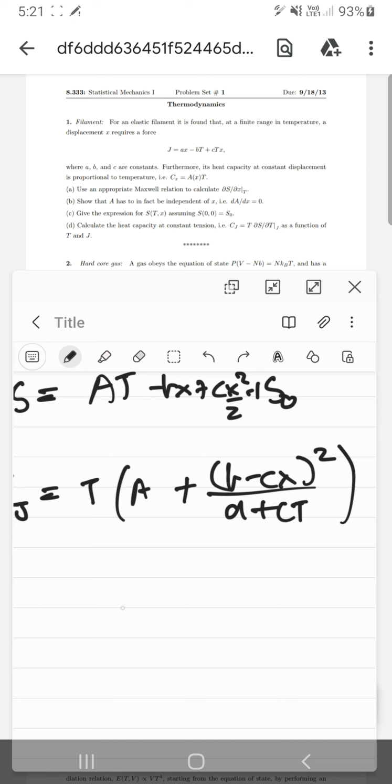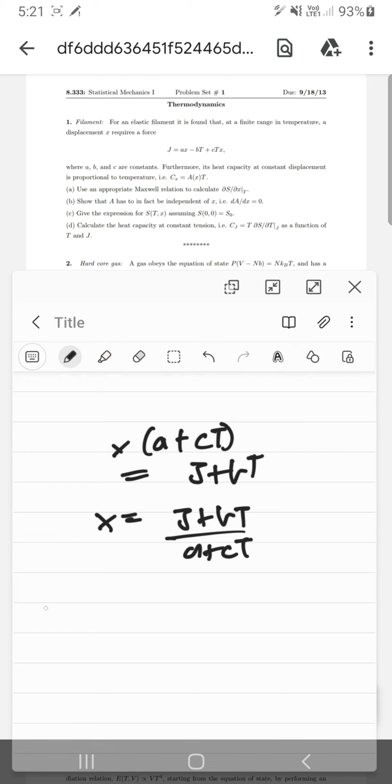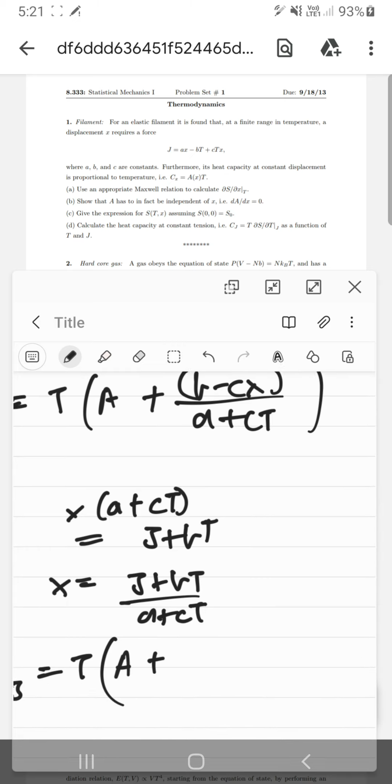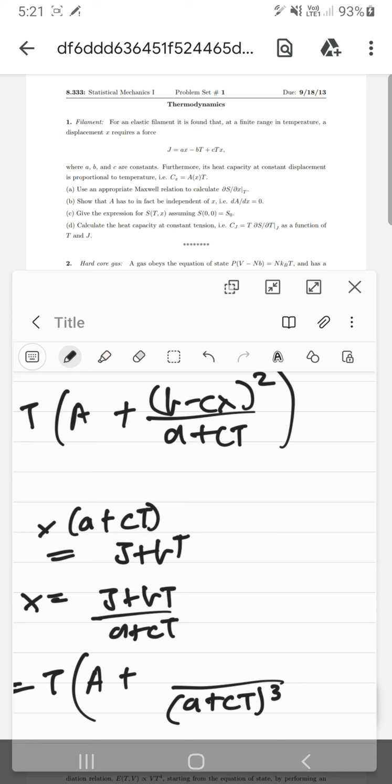So we just have x times a plus ct is equal to b, so j plus bt, right? That implies x is just j plus bt upon a plus ct. Amazing. Put that in there. What do you get? So just get c sub j is equal to t times a plus this stuff. Oh god, this is horrible. Fine. So just something a plus ct cubed, and over here you have something squared. What is that something? So you got b minus c times x, right?